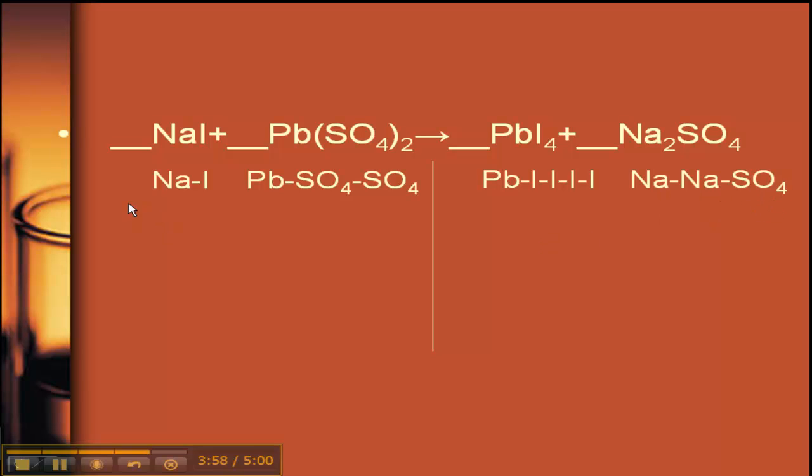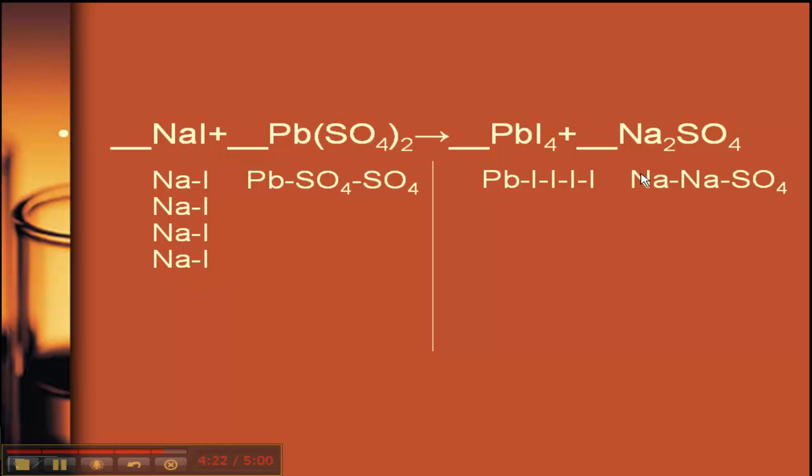So if we just start going left to right, which is usually the easiest thing to do, we have 1 sodium in the reactants, we have 2 sodiums in the product. So if we add another sodium iodide, then we have 2 sodiums. But if you notice, we have 4 iodines in the product side, which means we're going to have a total of 4 sodium iodides there.